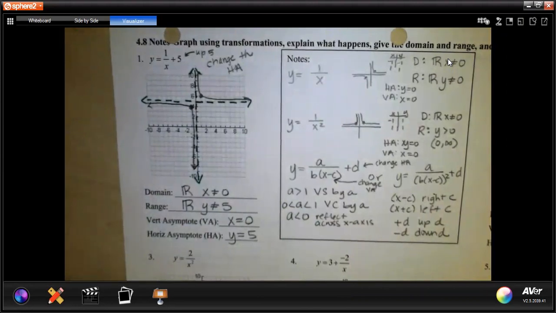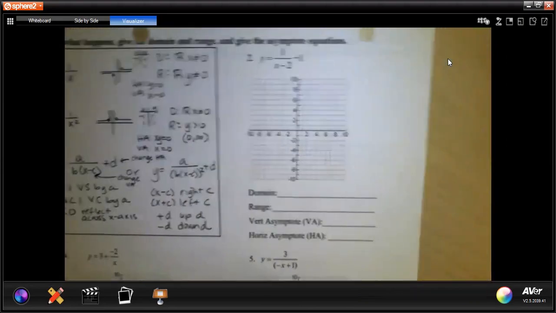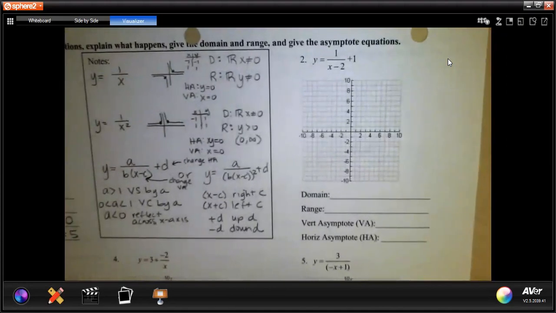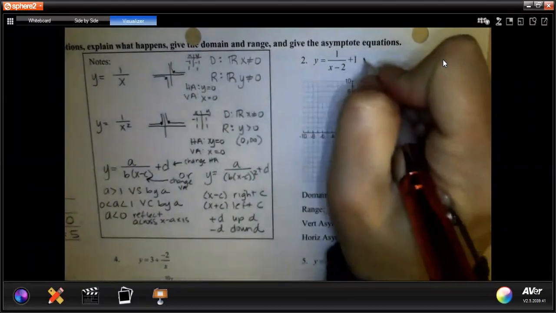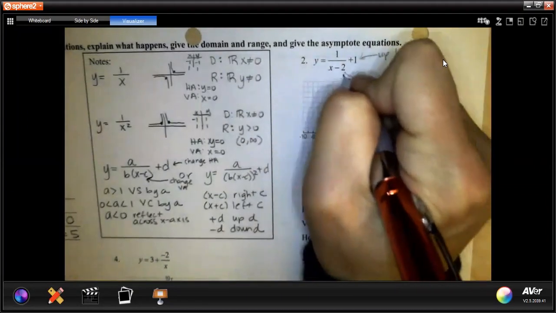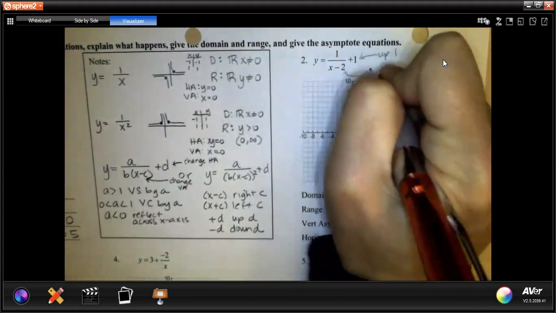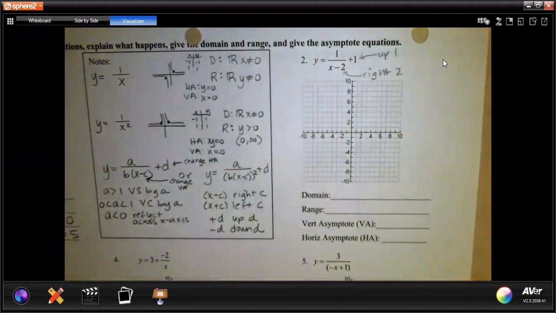All right, we'll move to one that has a little bit more transformation. So we're going to go over here to the second one. This one's got 2 transformations. It's got a C and a D. So the D value, we said that's going to go up 1. This C value is going to go to the right 2. So this one's got 2 transformations. It's going to change our graph in 2 different ways.